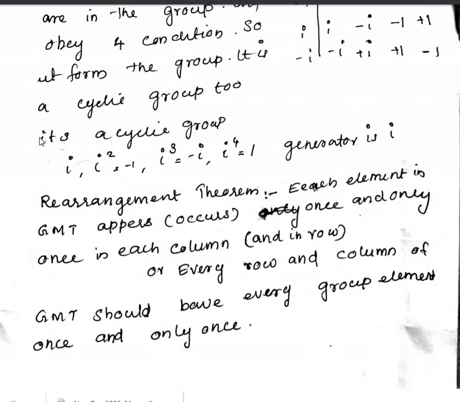So let us once more examine what the rearrangement theorem is. It is nothing but each element in a GMT appears once and only once in each column, or every row and column of GMT should have every group element once and only once. Thank you.